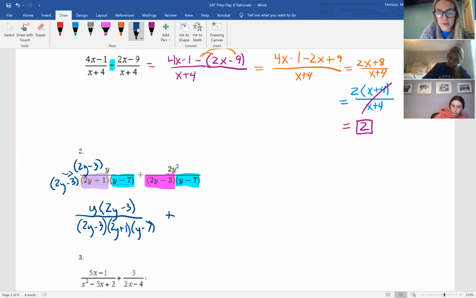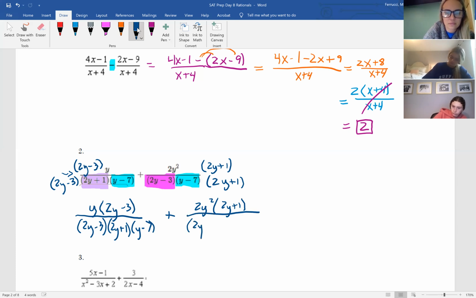Now, for the other denominator, I have the 2y minus 3. That's good. I have the y minus 7. But the one that I'm missing that the first one has is 2y plus 1. So we have to multiply both the top and the bottom by 2y plus 1 in order to get all of the same factors. It doesn't matter what order they're in, just as long as you have all of the same factors on the bottom.